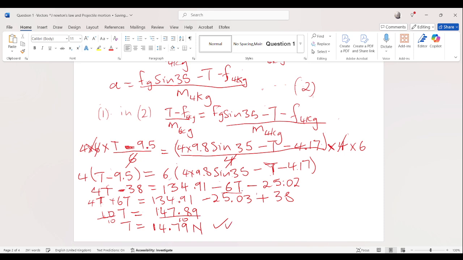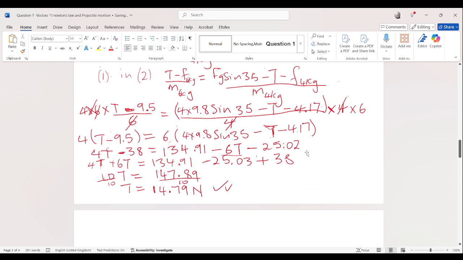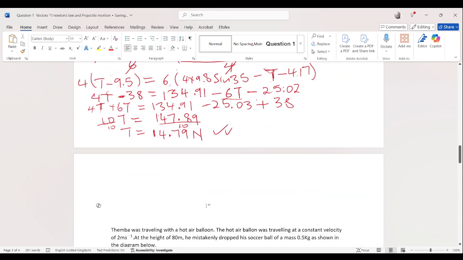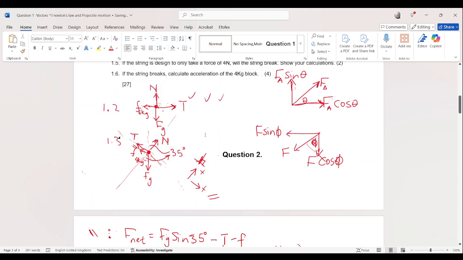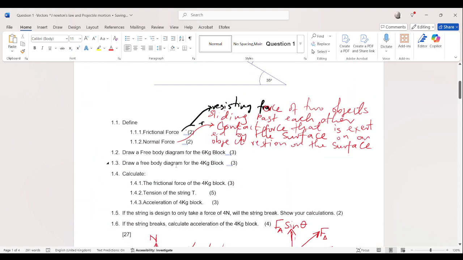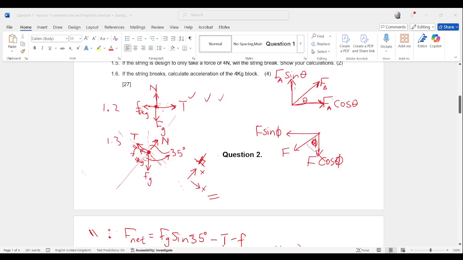Newtons. Okay. Did we answer the question? Let's see. Yes, we did. Now, what is the acceleration of the 4 kg block?